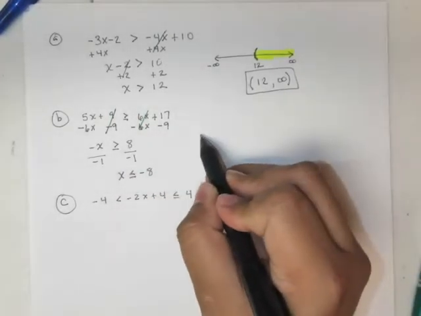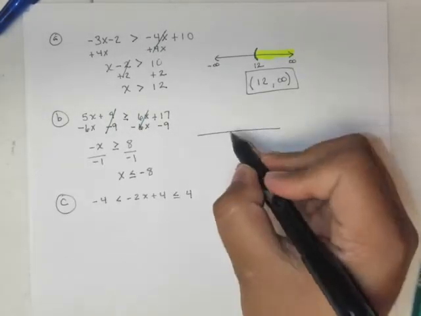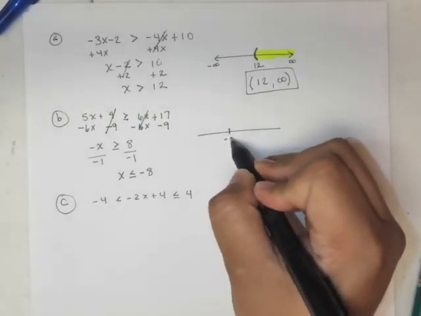Okay, so now let's sketch our number line. Let's just place negative 8 somewhere like right here.